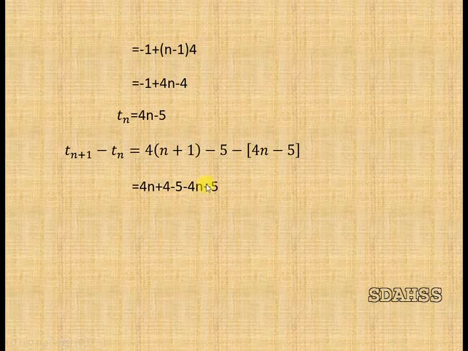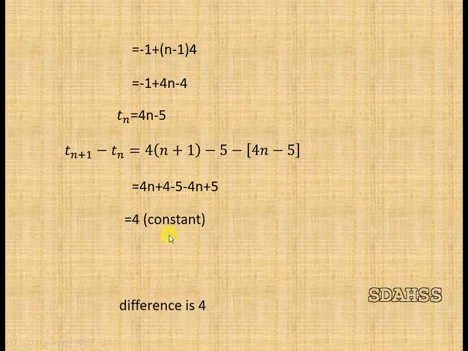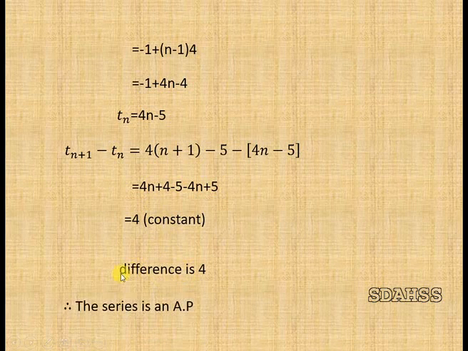Multiply the minus sign inside the bracket. So you have minus 4n, minus into minus plus 5. Plus 4n minus 4n cancel. Plus 5 minus 5 cancel. Remaining you have 4, which is the constant term. So the difference is 4. So the series is an AP.